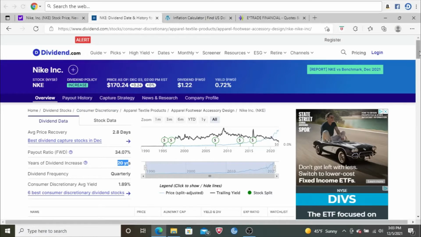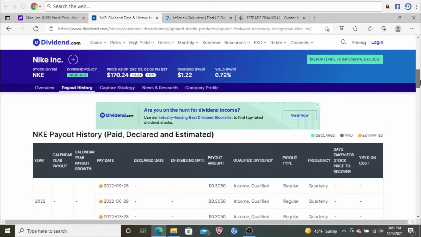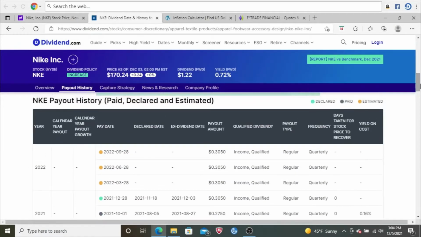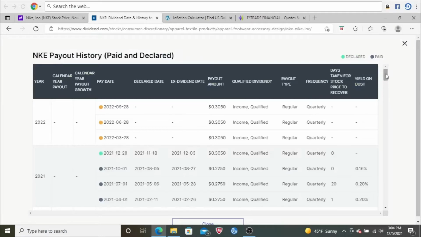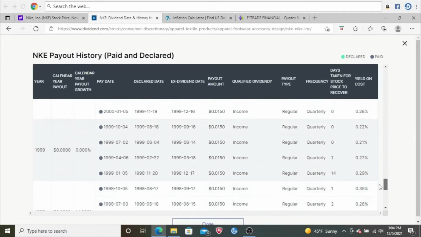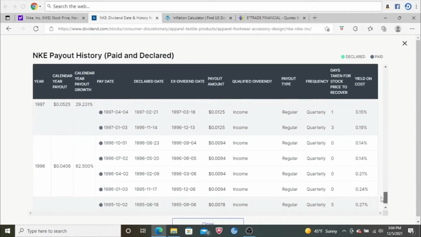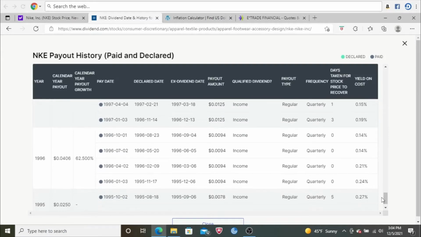I love it. But I want to make sure their dividend increases are at least keeping pace with inflation. So I'm here on the dividend payout history part of the page, and I come down, view all payout history, and I'll do two samples. I'll go to the mid-1990s, if the history goes back far enough, and find out what they paid. So in 96, they paid 4 cents for the entire year per share.